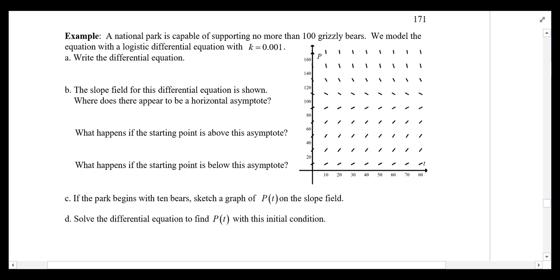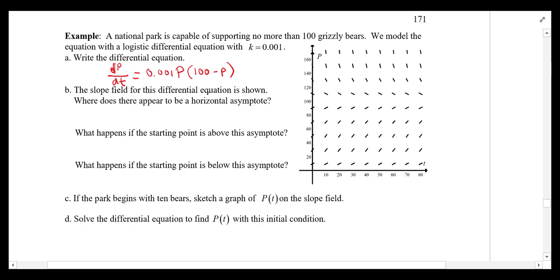Okay, so let's write the differential equation first of all. So writing the differential equation, that means I want dp, you can use dy if you want, but dp over dt, and that equals what? k, 0.001, times p, times, yes, the carrying capacity, the maximum amount, which is 100 minus p. Boom. There you go. There's your differential equation.